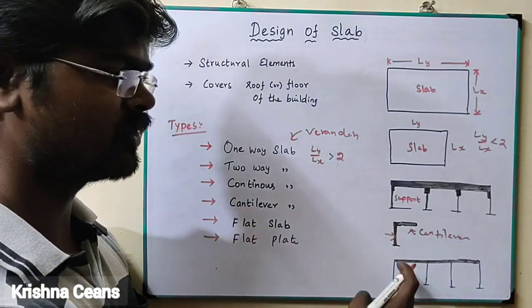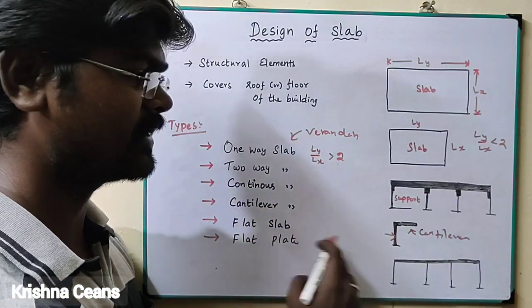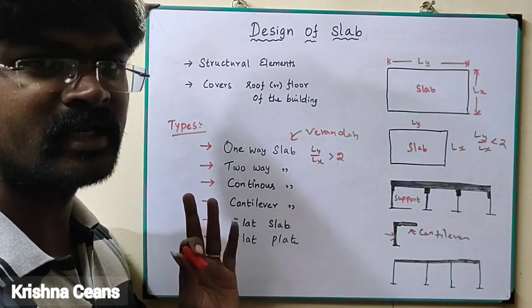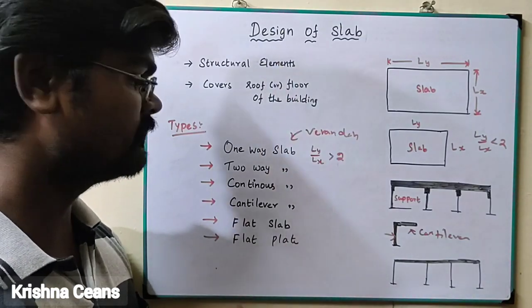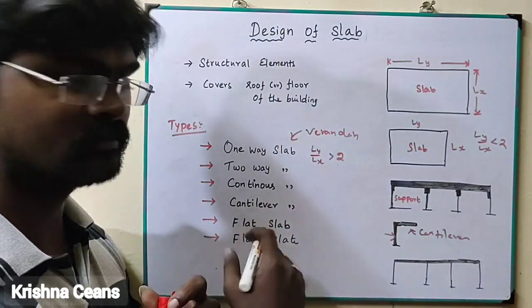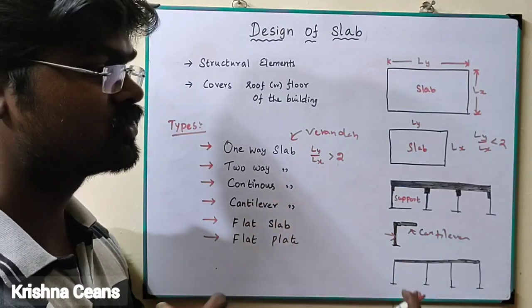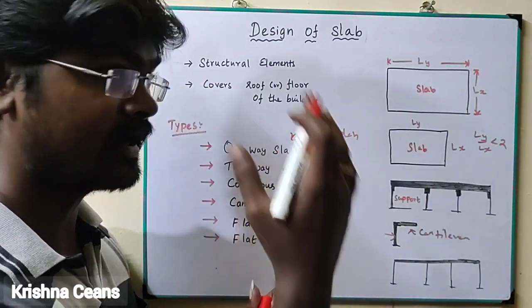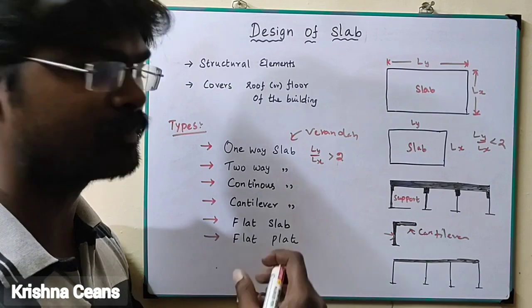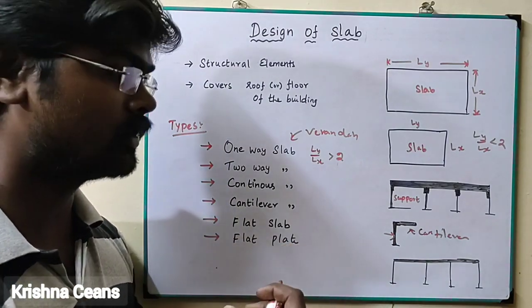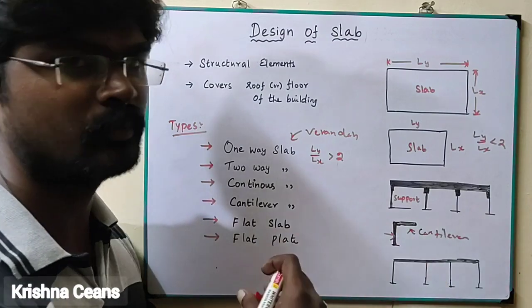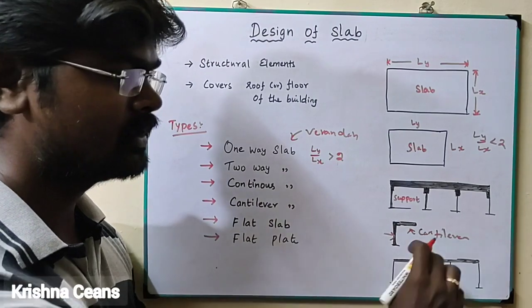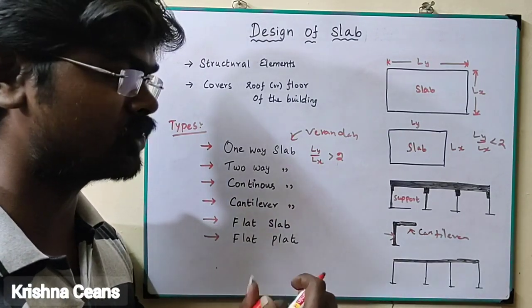Then a slab without projection of beam we consider as a flat slab. When we need more ceiling space, only then we go for a slab without beam, and that slab we consider as a flat slab. This is for maximum utilization of the ceiling area and height of the building, for elevation purposes and for utilizing the portion of the building. And a flat plate is nothing but a slab whose thickness is very minimum when compared to the flat slab.